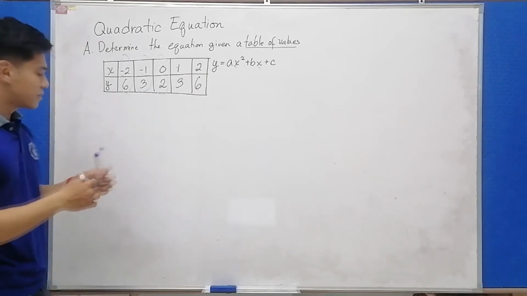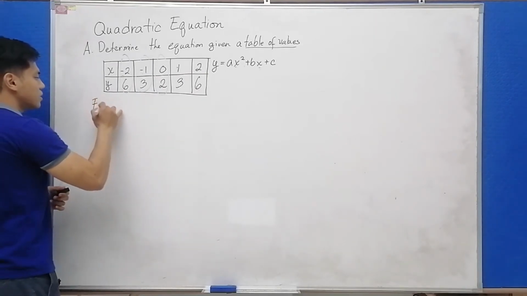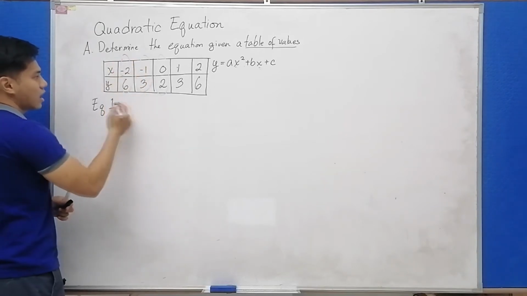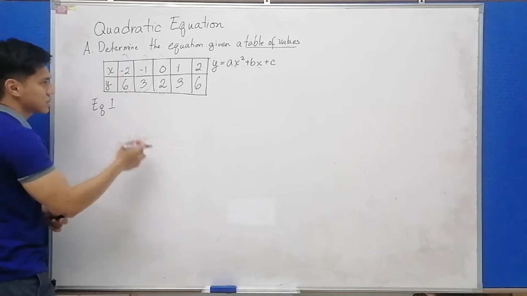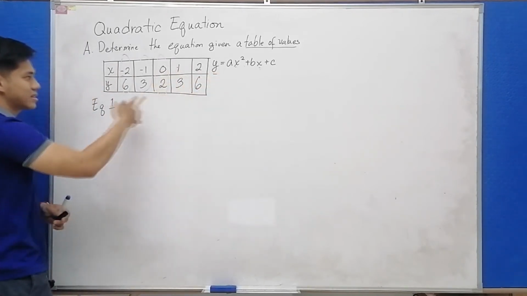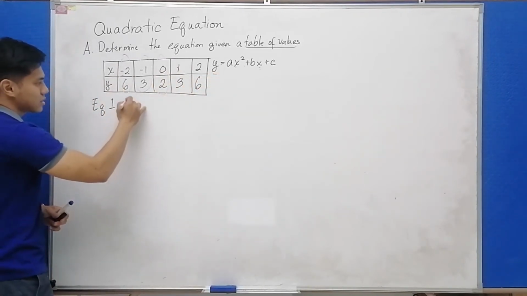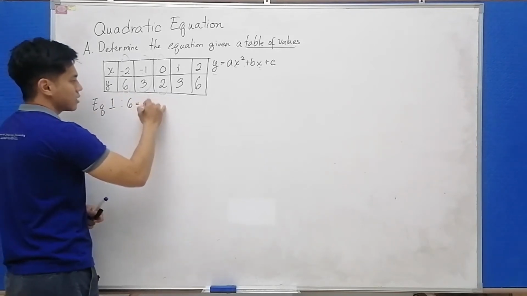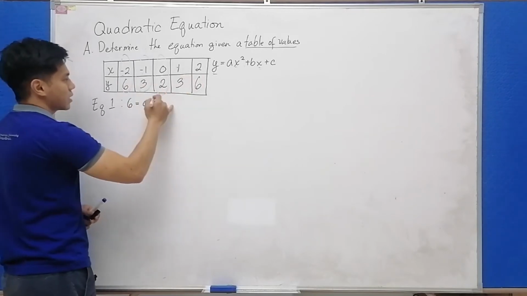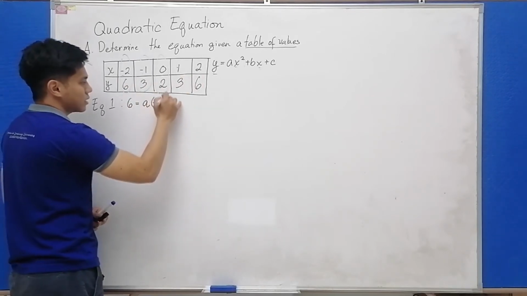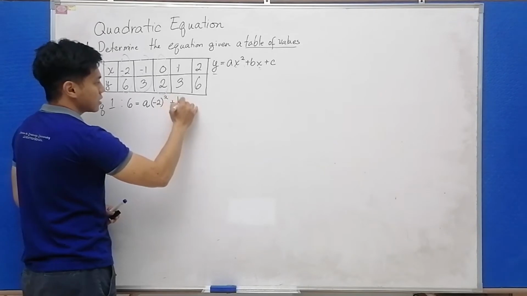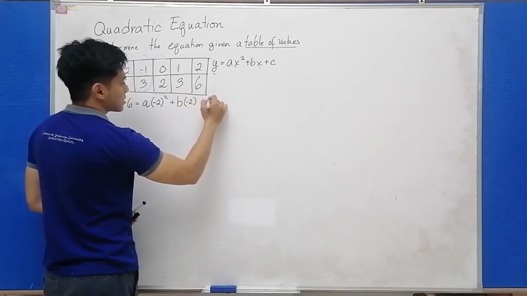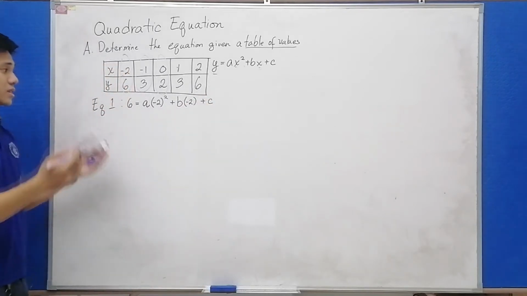So let's first find our first equation. We'll name it equation 1. Equation 1 will take the first pair, which is -2 and 6. Knowing that y's place is just going to be 6, we just write 6 is equal to a, our unknown, times -2 squared, plus b, unknown, times -2, plus c as our unknown. So that is our first equation.